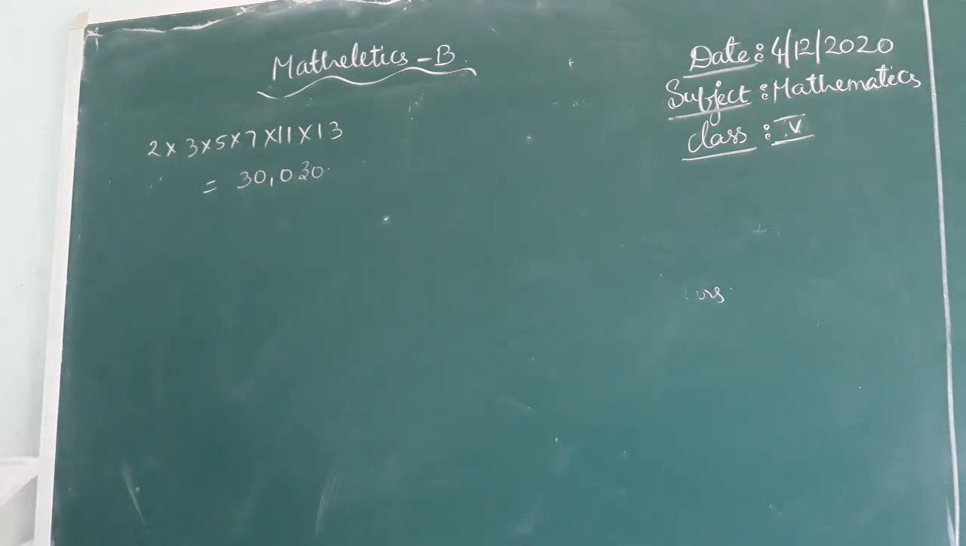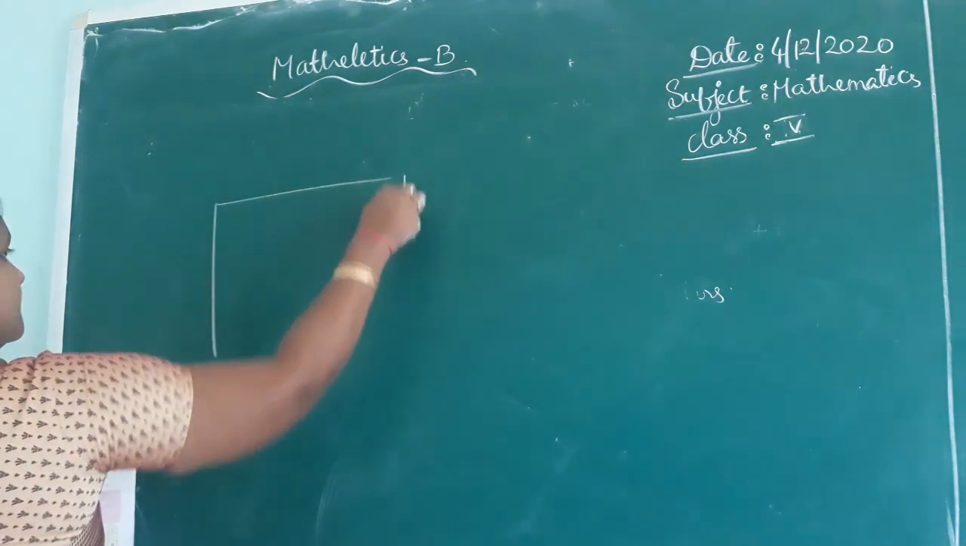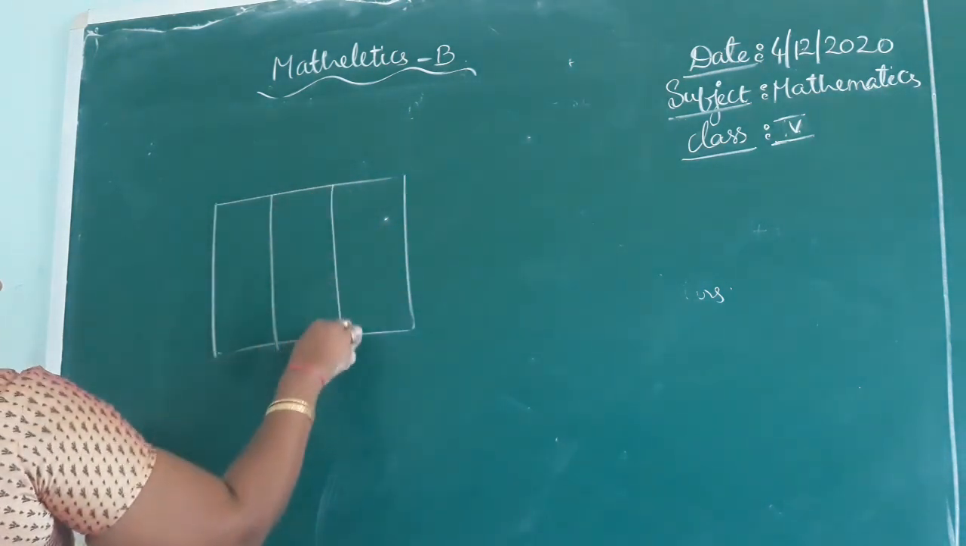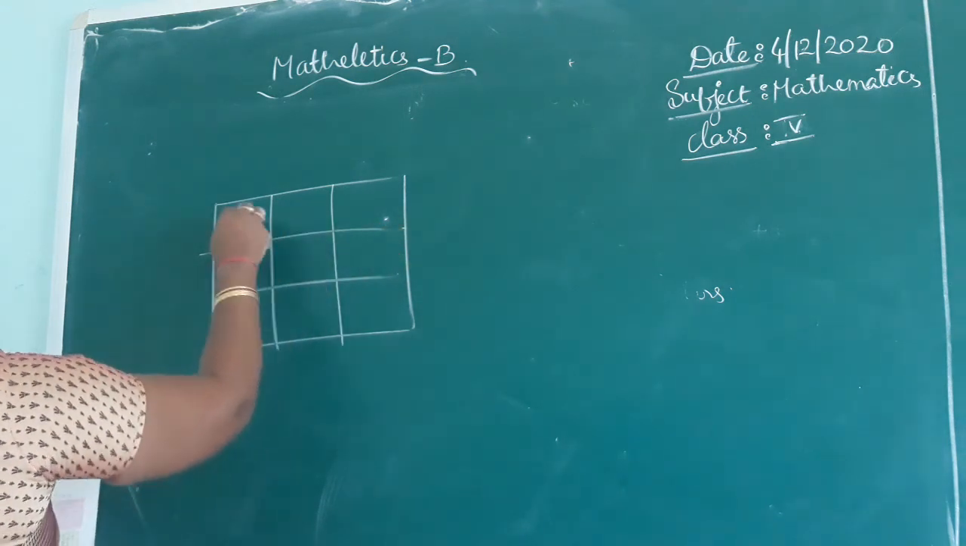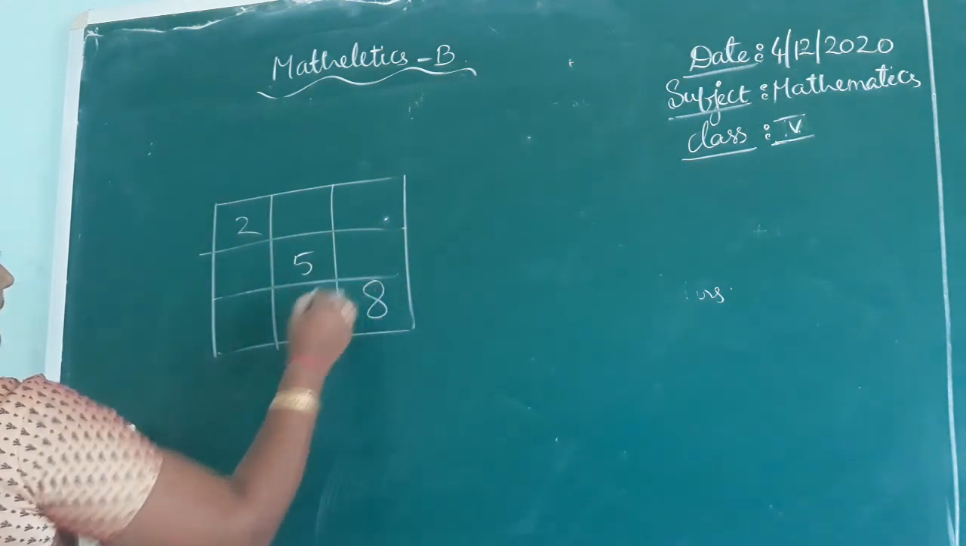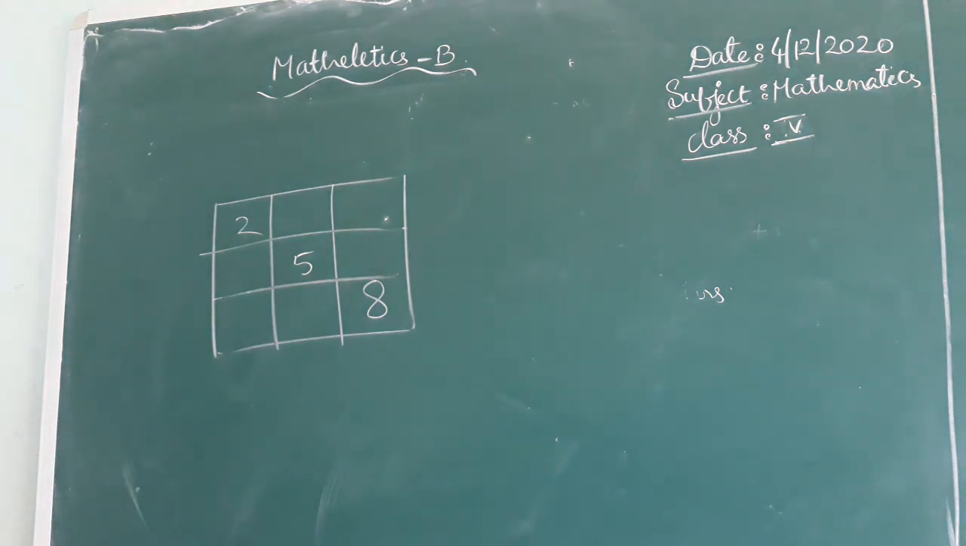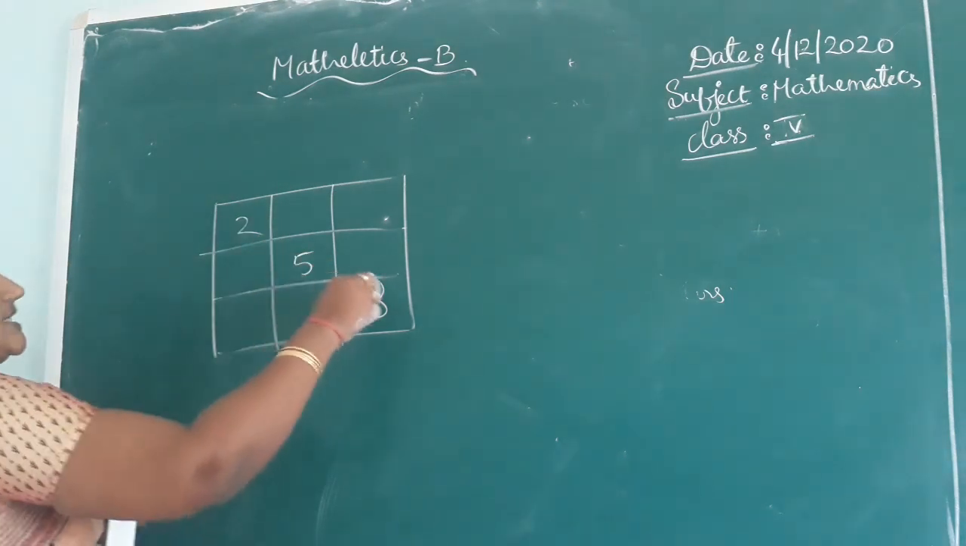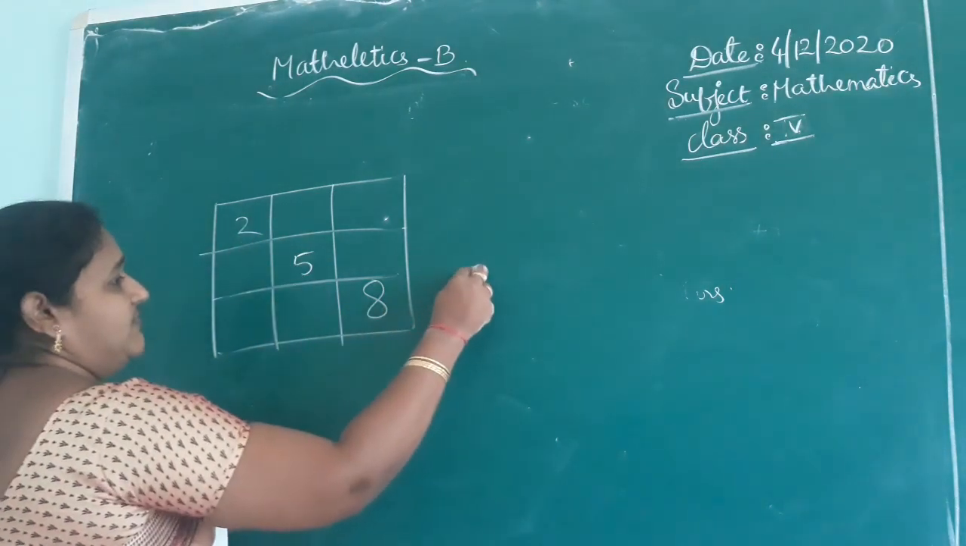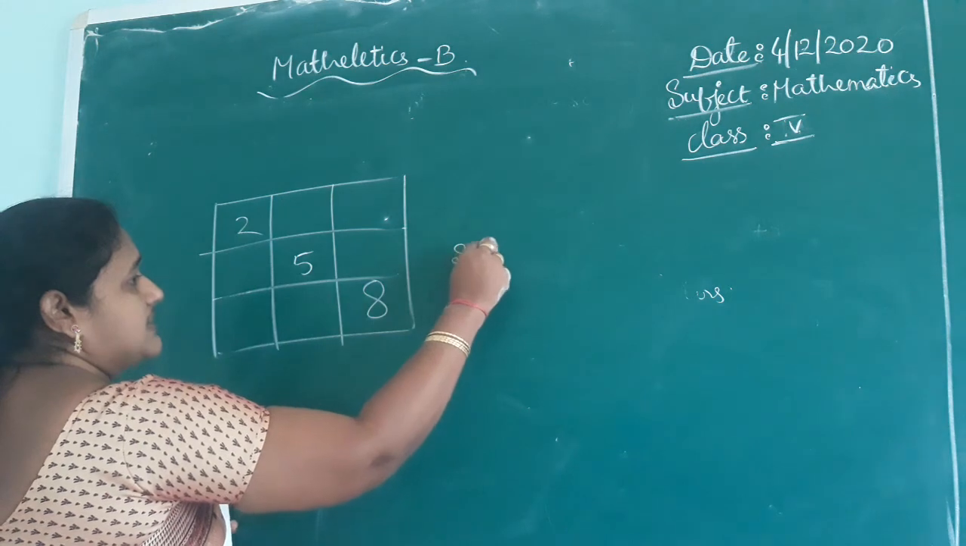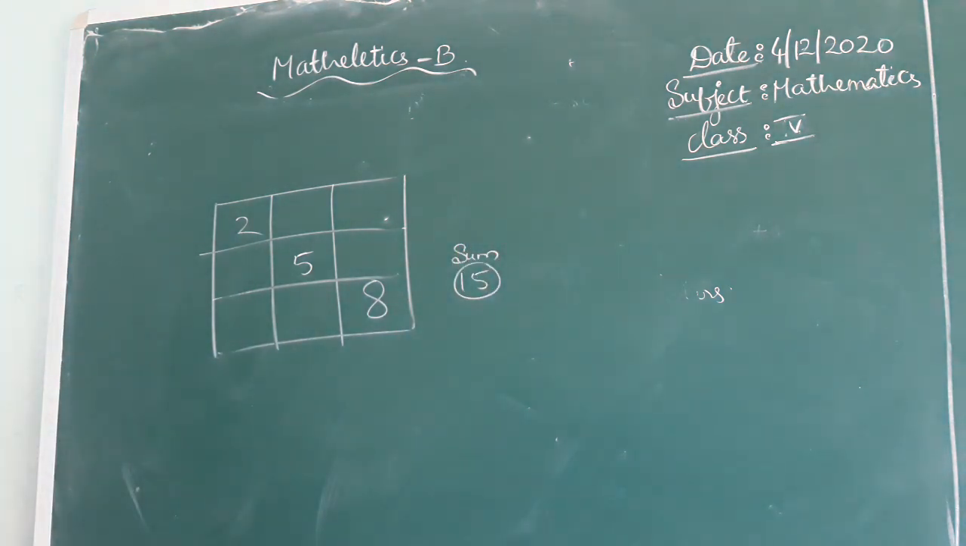Next, complete the magic square without repeating the numbers. They have given some numbers for us: 2, 5, 8. Without repeating the numbers, they are asking us to complete the pattern. How will you complete this square without repeating the digits? If you add these, what is the sum? 5 plus 2, 7, 7 plus 8, 15 is the sum. You have to maintain 15 in all the ways without repeating the numbers.